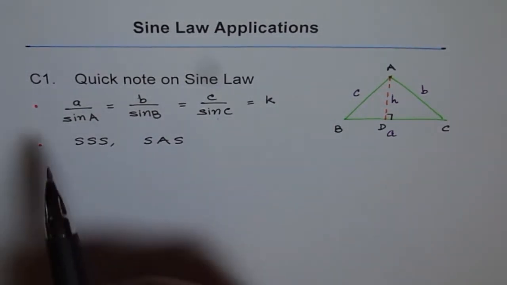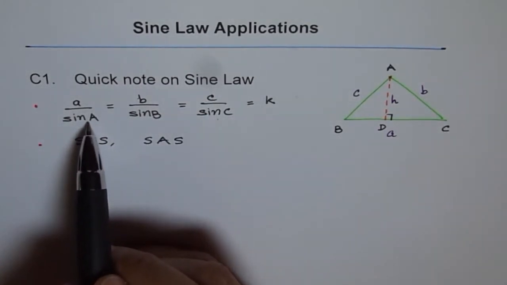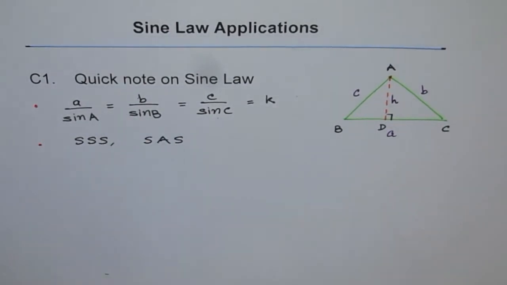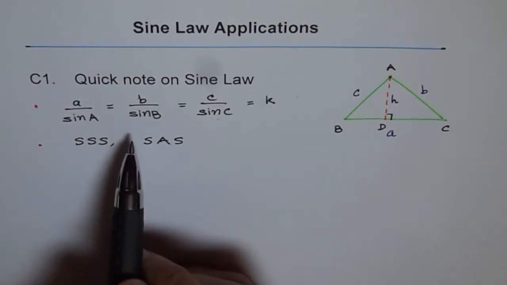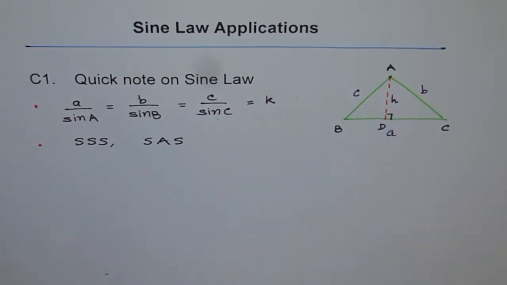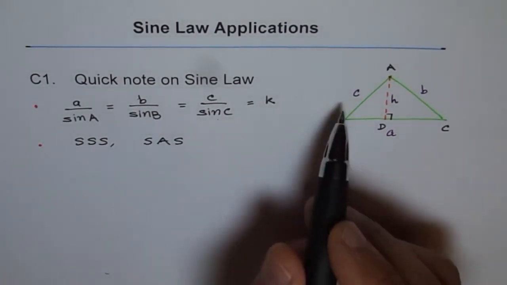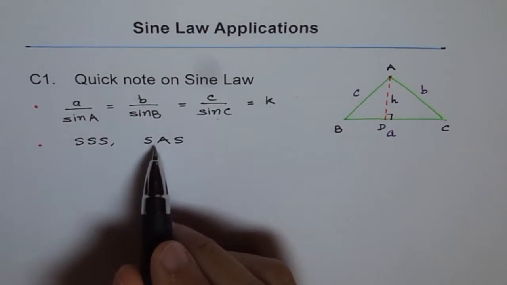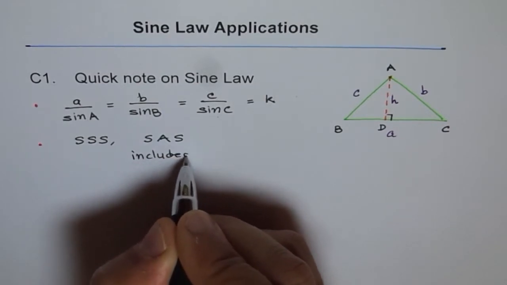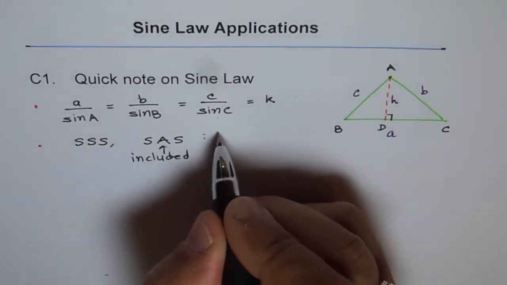So in a triangle, if I give you any combination, like these two sides and that angle, I can't solve the triangle. I need to know one thing as a whole, which is equal to k. Unless I know at least one pair of side and angle which are opposite to one another, I cannot use sine law. So in general, we can say if we are given SSS, that means three sides, or side, included angle, side, that means the angle is included between the sides, in that case sine law cannot be used.